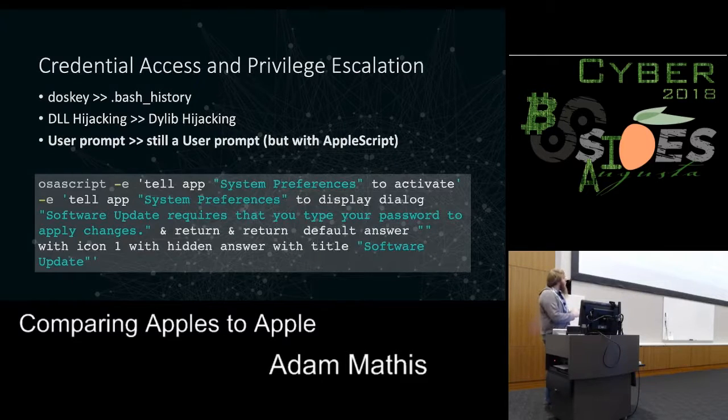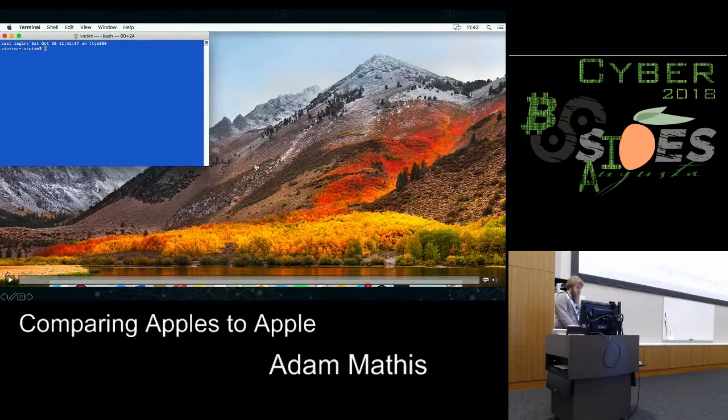And then another way to escalate your privilege and gain access to credentials is to just ask the user to give you their password. In this case, this is actually an AppleScript command. You can see here that we're telling the system preferences application to pop up a box and say, hey, I need your password to install system updates. And then that's going to pass that back to your shell. And it looks like this.